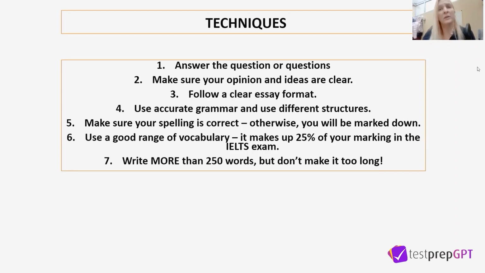Make sure that your spelling is correct, because unfortunately, if there is a misspelling, then you will lose marks in the IELTS exam. And another thing about vocabulary, make sure that you use a good range, because 25% of your marks in IELTS is based on vocabulary, 25%. So vocabulary is important. Write more than 250 words, but don't make it too long.